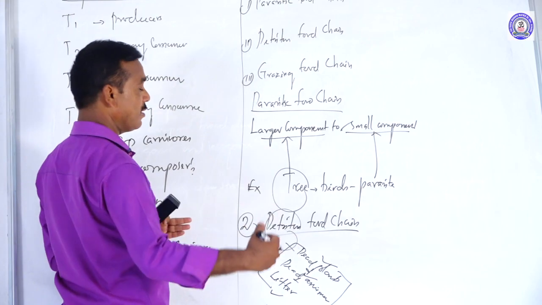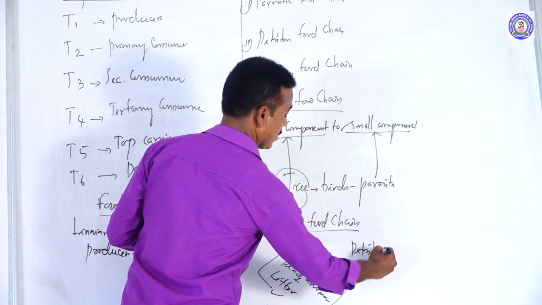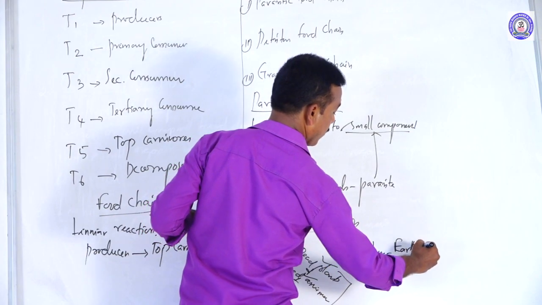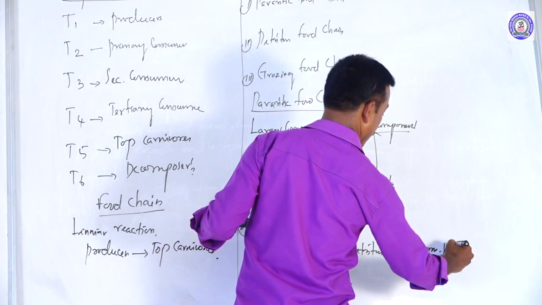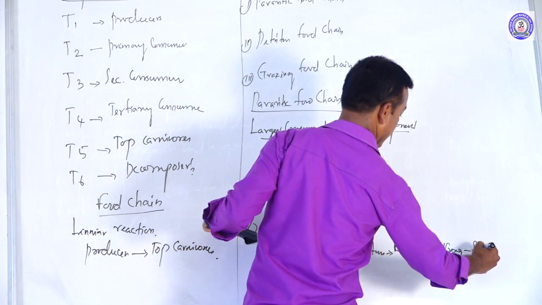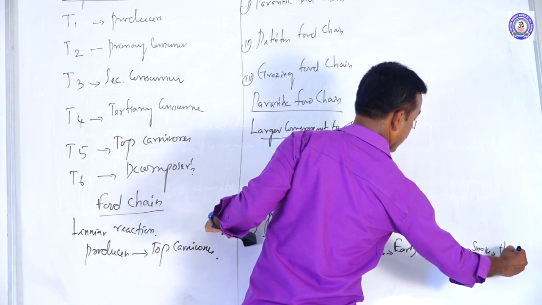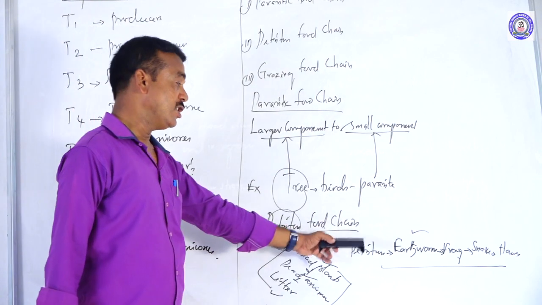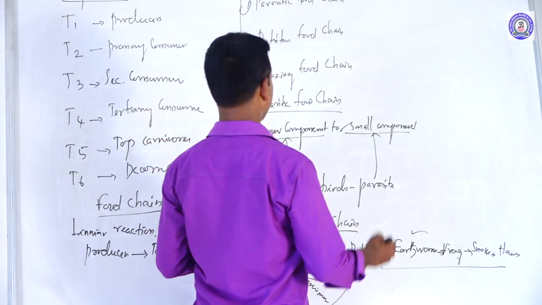So the flow in this food chain is detritus, earthworm, frog, snake, then hawk. There is a transfer of energy from detritus to hawk.